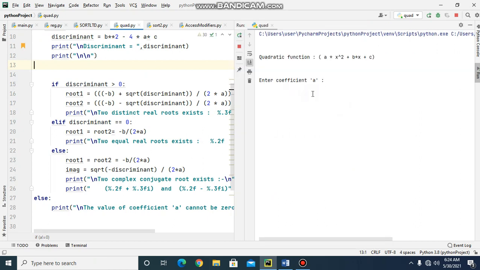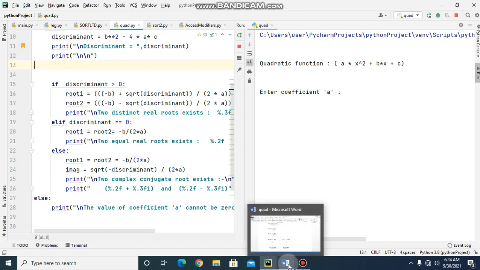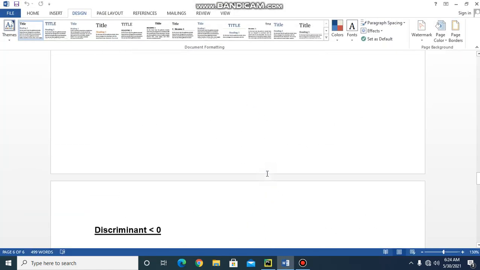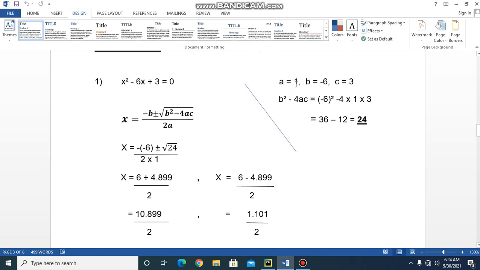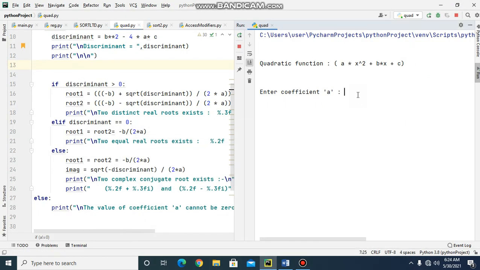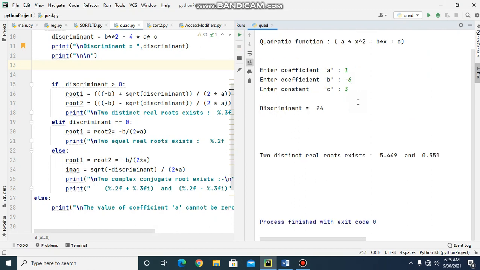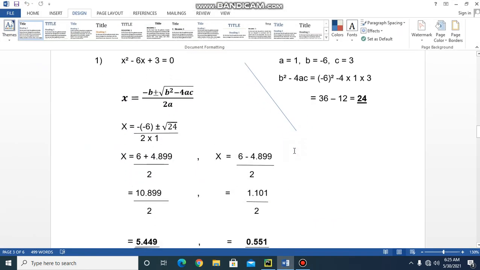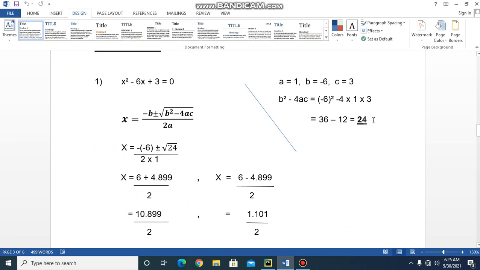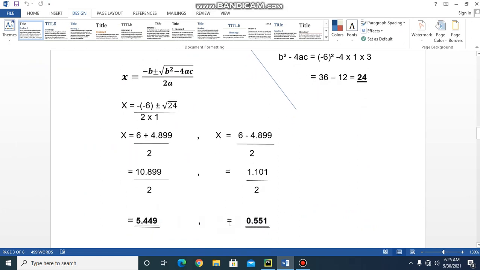So it is asking for the coefficient. Now we will go to our first example. So here we are given the coefficient as 1, minus 6 and constant as 3. So it has computed discriminant value is equal to 24 and the roots as 5.449 and 0.551.